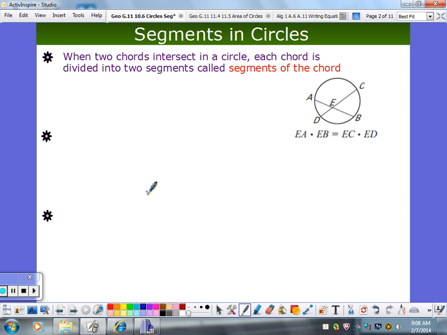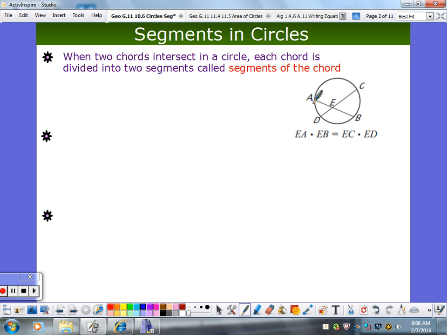Segments in a circle. Now this one's really similar. We've kind of seen this before when we were looking for arc measures. Now an arc measure and an arc length are kind of different things. When two chords intersect in a circle, you get these two segments here. I see segment AE, I see segment EB, EC, and DE. They're segments of the chord.